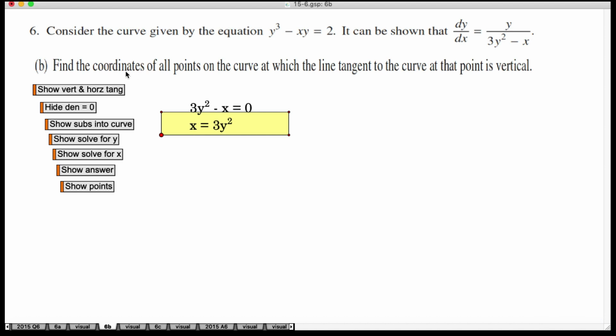But be very careful. See what it says here? It says points on the curve. So they must satisfy this equation. They must be on this curve. And that's our other equation. So we have a system.